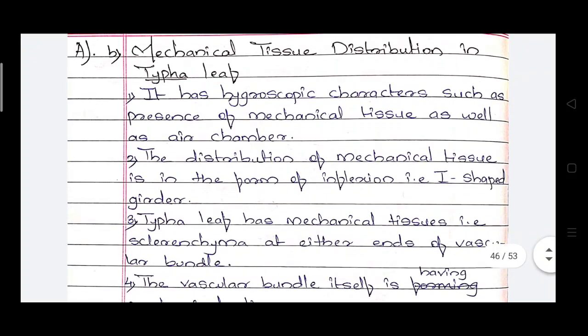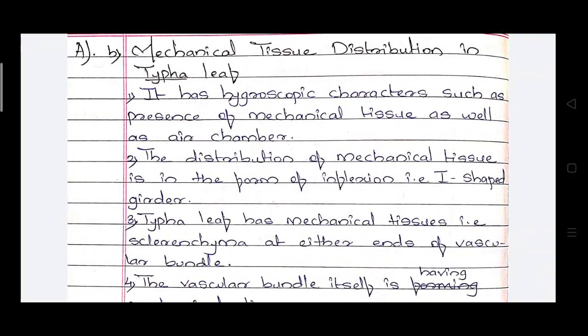If we move toward the descriptive part of the mechanical tissue distribution in the Typha leaf, these plants show hygroscopic characters, such as the presence of mechanical tissue as well as air chambers. So this plant shows some hygroscopic characters, like some mechanical tissue as well as some air chambers present in the leaf of the Typha.